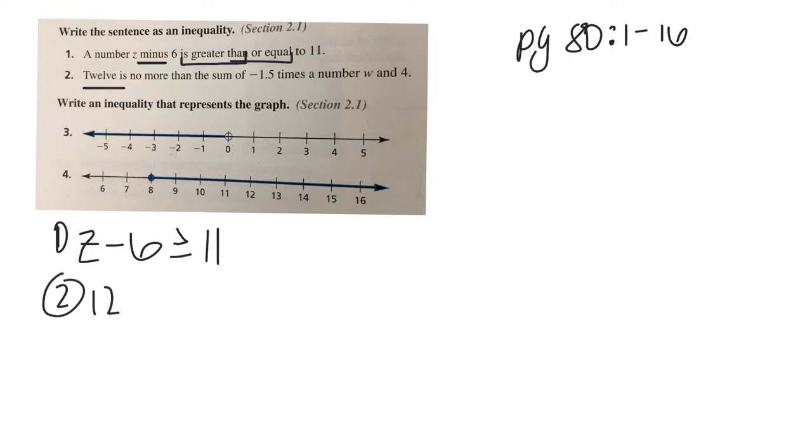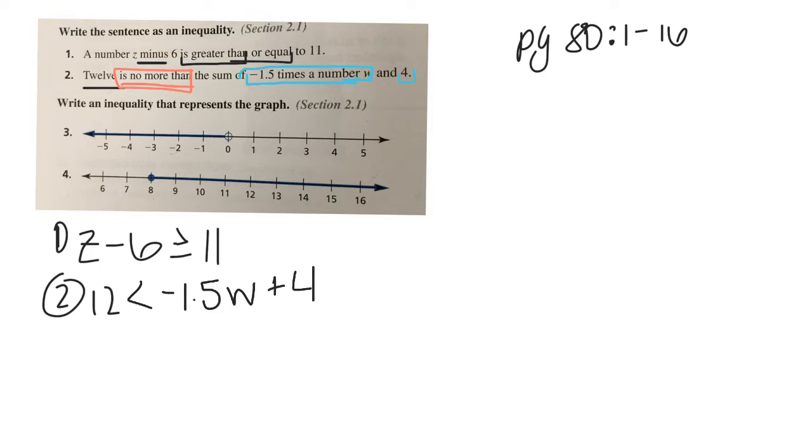When it says is no more than, not more than, it would be less than. So that's less than the sum of, and we have 1.5 times the number w and 4. So we're going to add this multiplication to 4. And that multiplication is negative 1.5 times w, plus the 4.